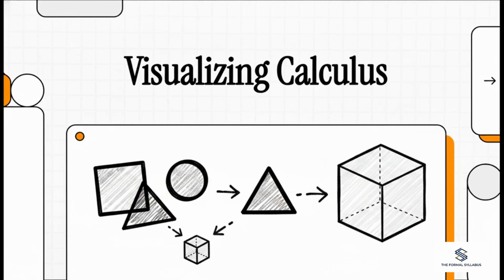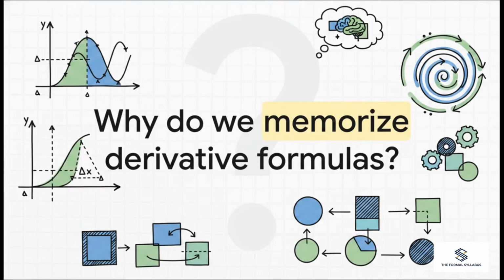Welcome to this explainer. Today, we're taking those abstract, kind of intimidating calculus formulas and turning them into real physical objects. We're going to translate those dry symbols on your page into tangible shapes, stuff like growing areas and expanding volumes. It's going to be a lot of fun.